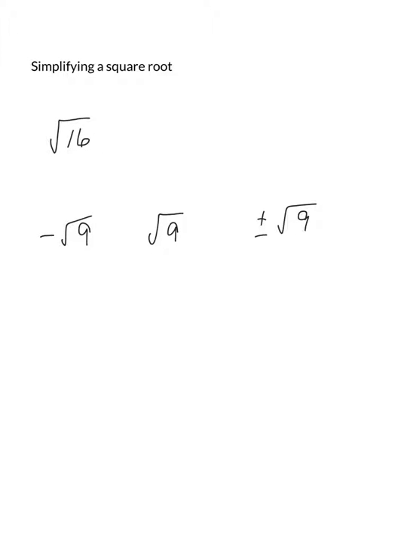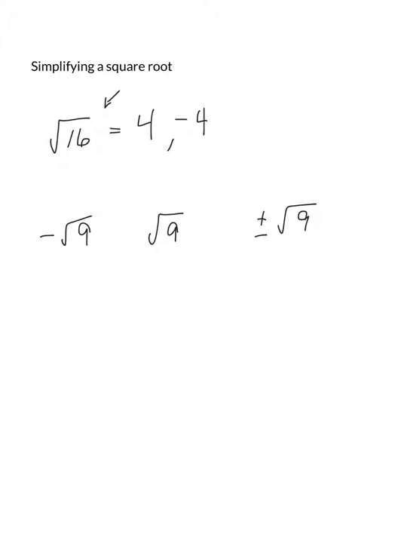When simplifying a square root, we have to remember that under your radical sign, which is that square root sign, you think to yourself, what times itself is going to give me 16? Every square root has a positive value. So the square root of 16 is 4, because 4 times 4 is 16. It also has a negative value. So negative 4, because negative 4 times negative 4 still does give me that positive 16.